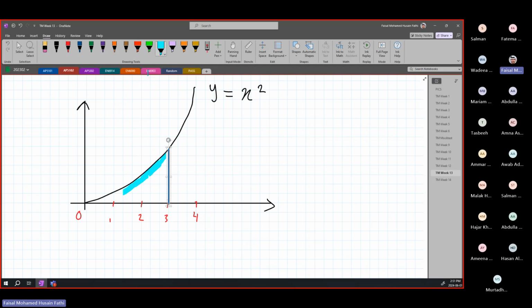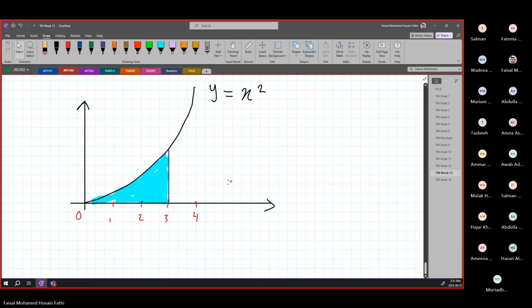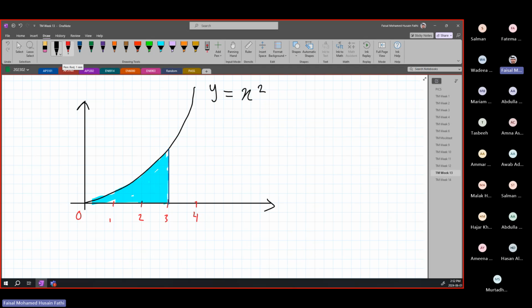Okay, so we want to find the area that is shaded over here. This area, all of it under the graph. We want to find out how much the value of this area is. All right, this is the area we are trying to find. The way to do this is using integration. So you're going to do the integration of y, or in other words, the integration of x squared dx. Okay? This is what you are going to be doing.